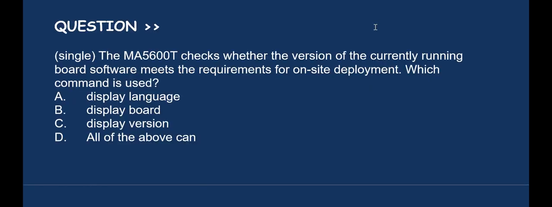Next one, the MA5600T checks whether the version of the currently running board software meets the requirements of an on-site deployment. Which command is used? Option A, display language. Option B, display board. Option C, display version. Option D, all of the above.